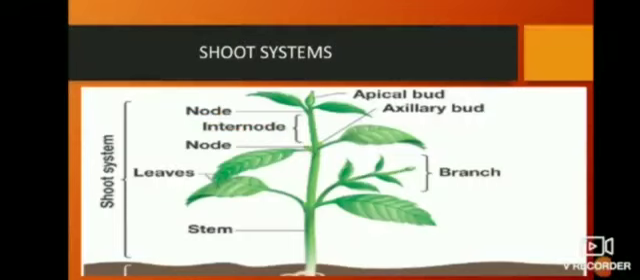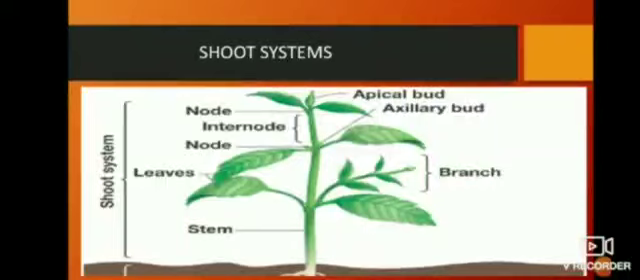Now we go for the shoot system. What do you mean by shoot system? The part of the plant that is present above the soil or aerially is called the shoot system. The aerial part of the plant above the ground is also known as the shoot system. And what is the main axis of the shoot system? That is nothing but the stem. This shoot system consists of stem, leaves, flowers, fruits. The stem grows above the soil and it grows towards the sunlight. And it also has nodes and internodes.